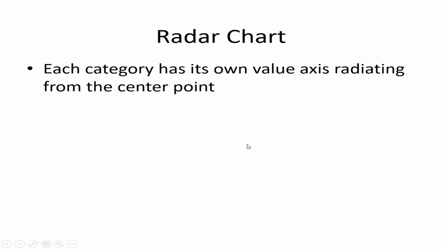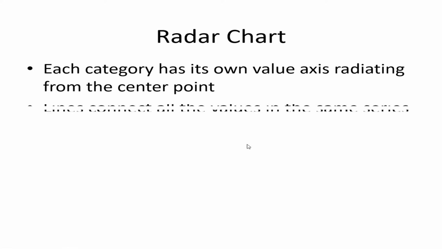This is the definition of a radar chart. Each category has its own value axis radiating from the center point, with lines connecting all values in the same series. This radar chart is used for many things, like people who like to play computer games. They will be very familiar with this type of chart.